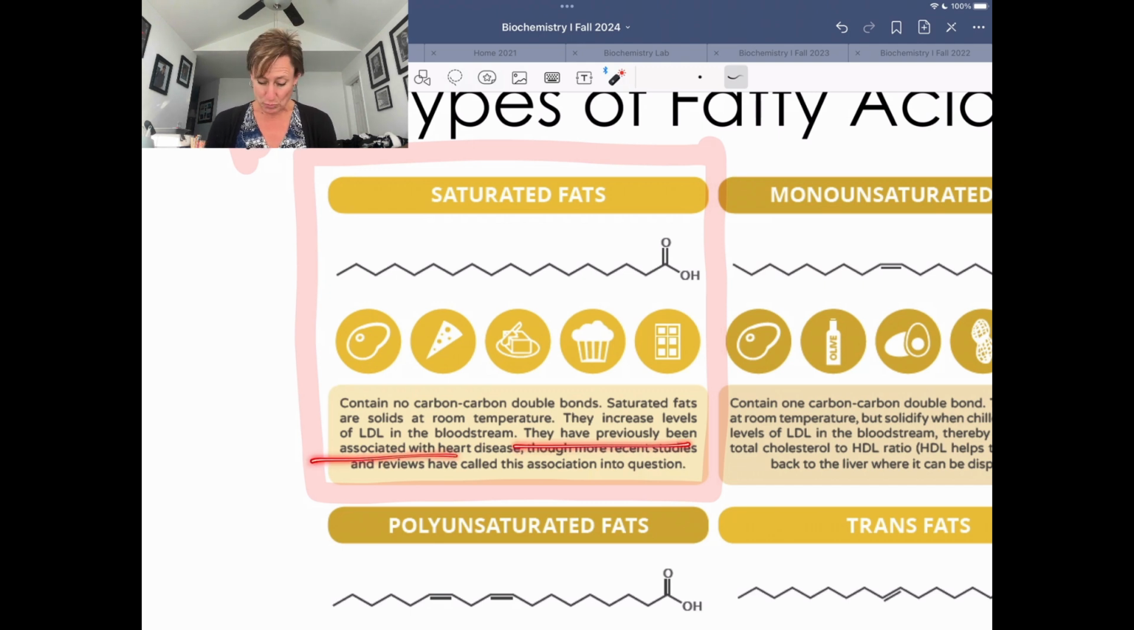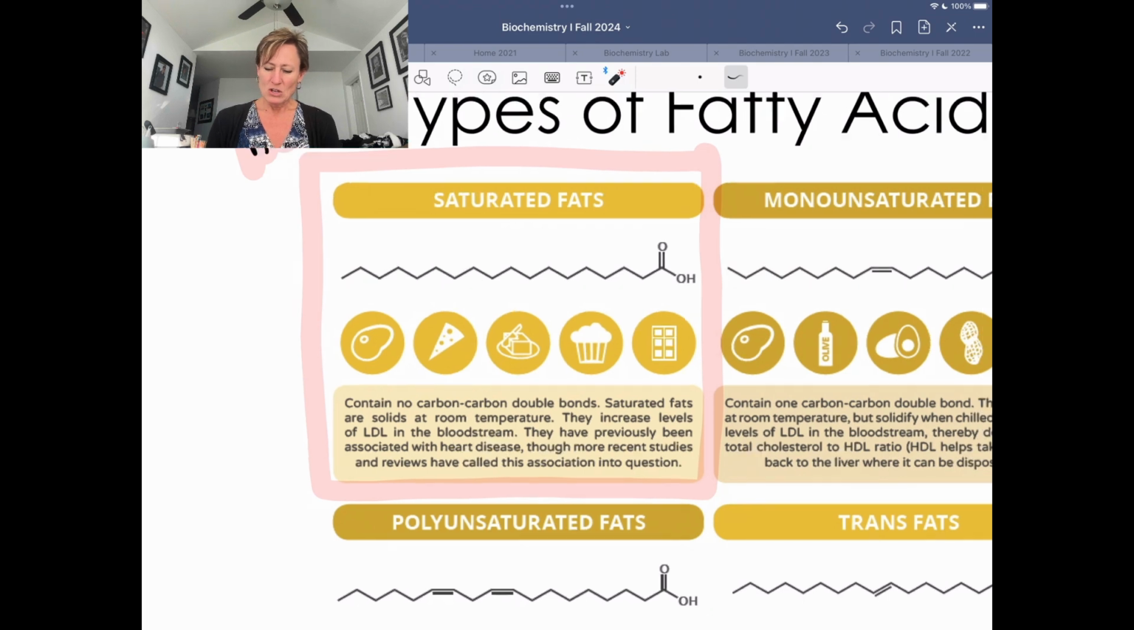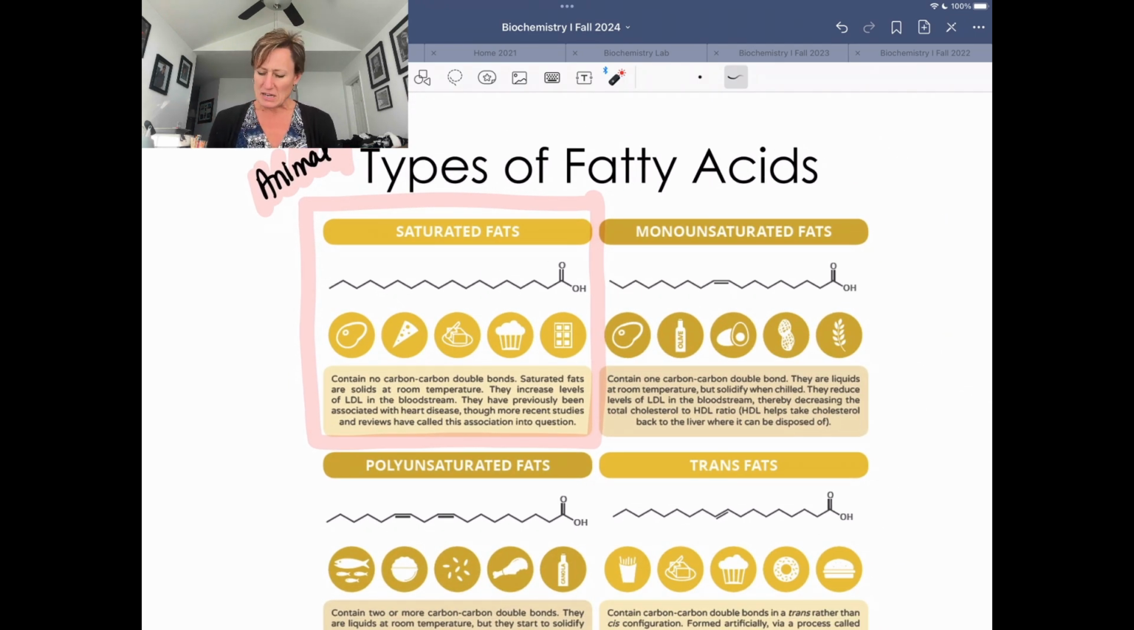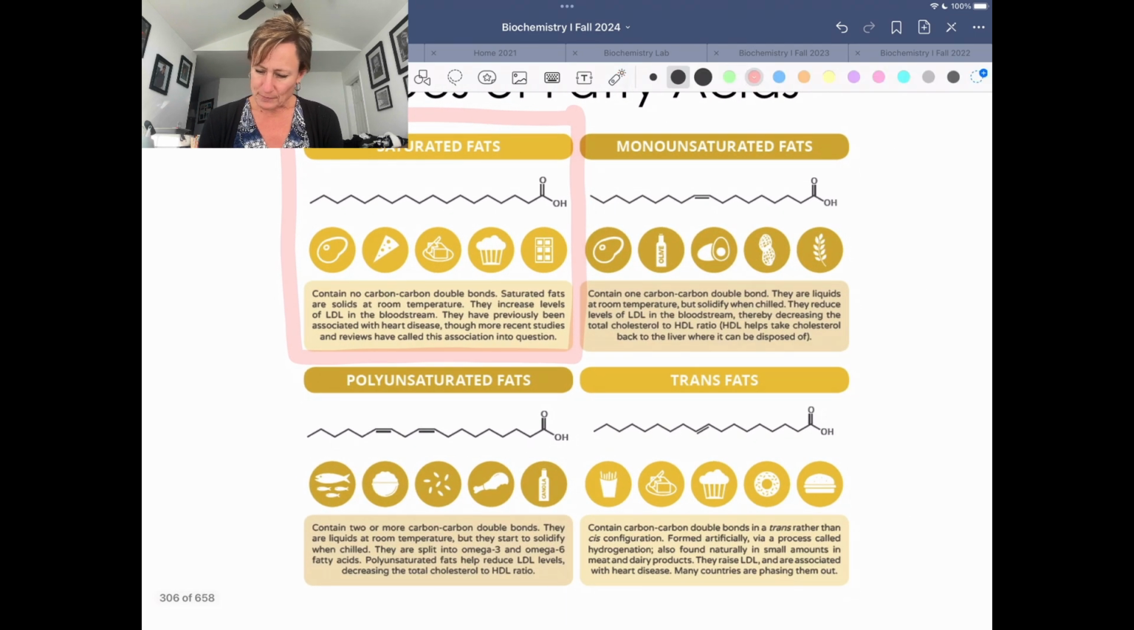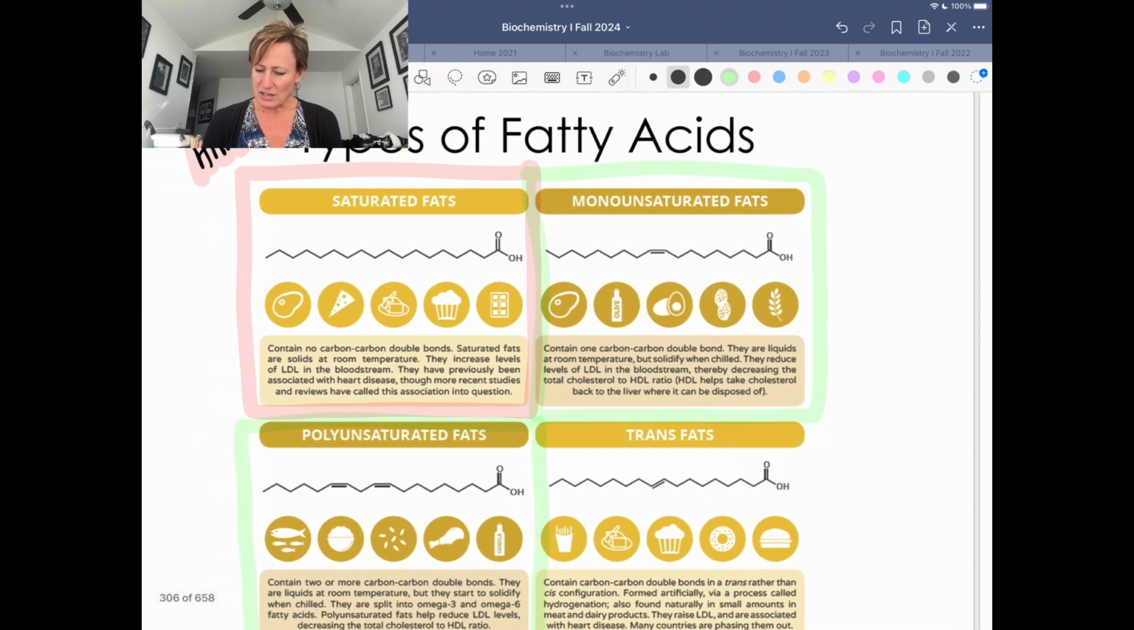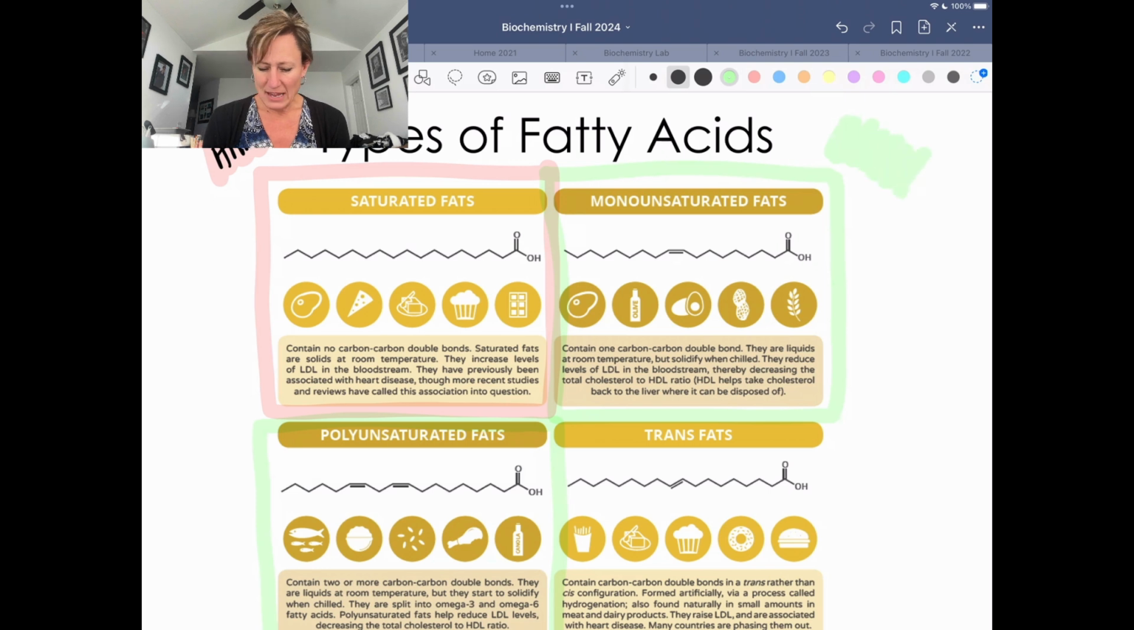Again, it indicates here they've previously been associated with heart disease, although more recent studies and reviews have called this association into question. So we'll talk about some specifics of that. So again, saturated fats tend to be of animal origin. When we think about unsaturated fats, again, coming as both monounsaturated fats and then polyunsaturated fats, these largely are plant in origin.